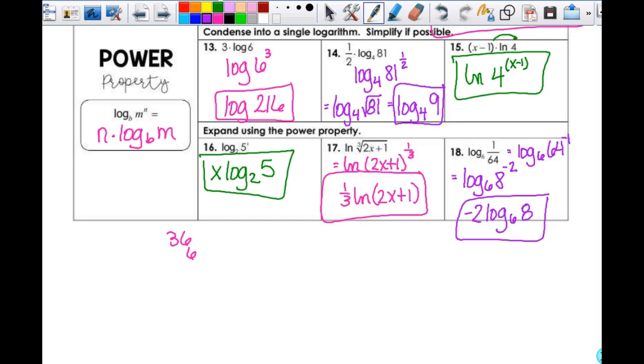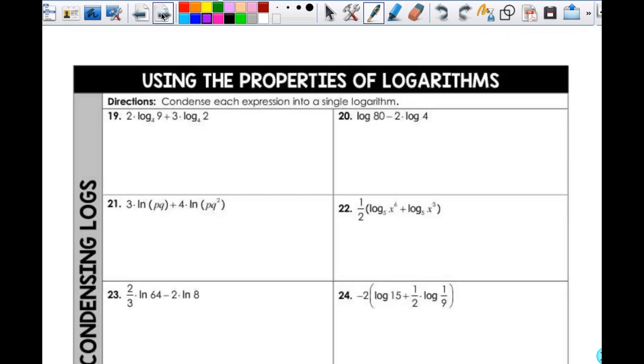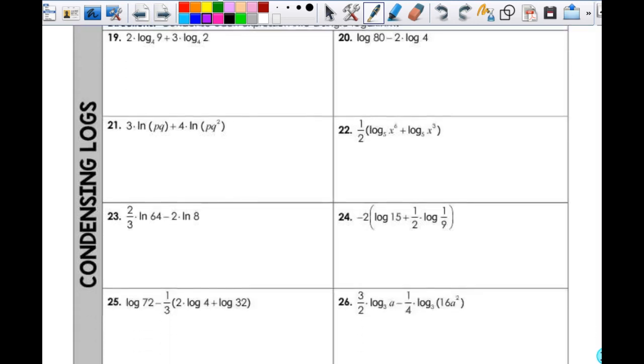All right, let's look on the back, because on the back they really become like little puzzles. It's tons of fun to figure it out. Okay, so it says condense each expression into a single logarithm. So I have it in more than one. I need to condense it into just one.